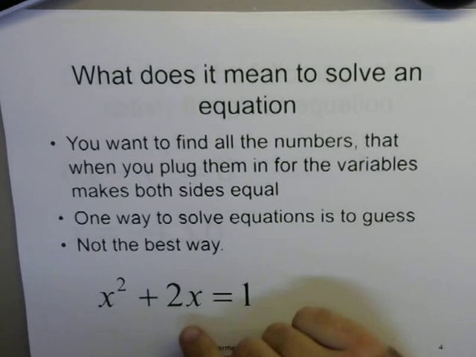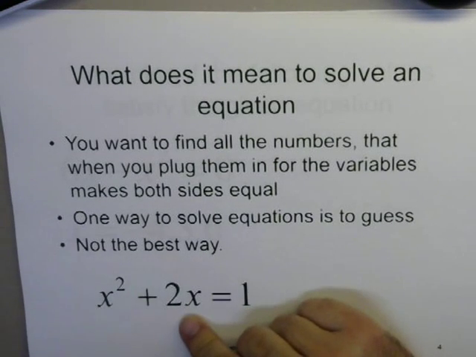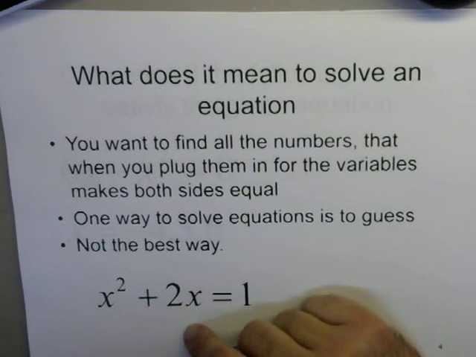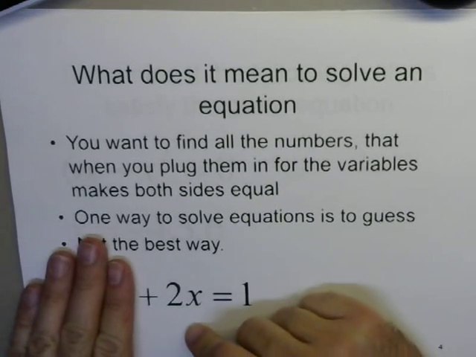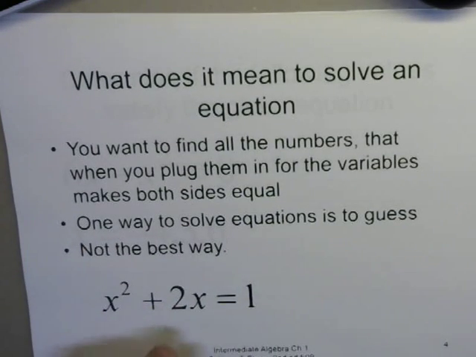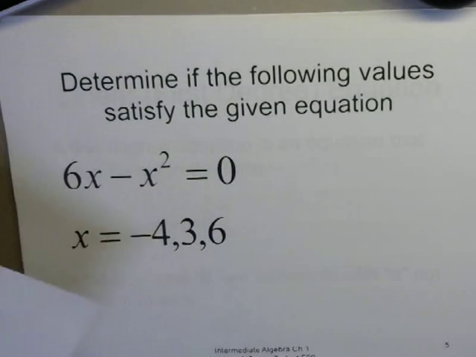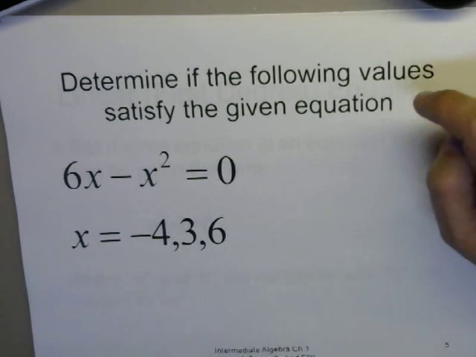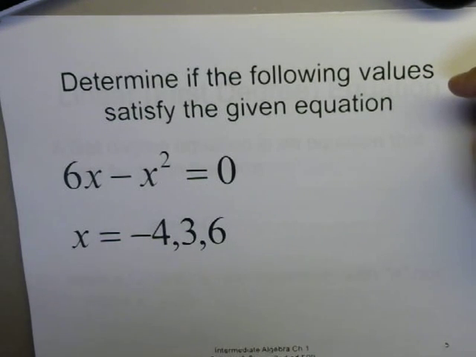For example, if you look at this particular equation, it might be kind of hard to tell what number you would put in for x to make both sides equal. And we're mainly going to deal with linear equations, which means we won't include things like x squared. You might already know how to deal with those. But one thing that the book might have you do is determine if the following values satisfy the given equations.